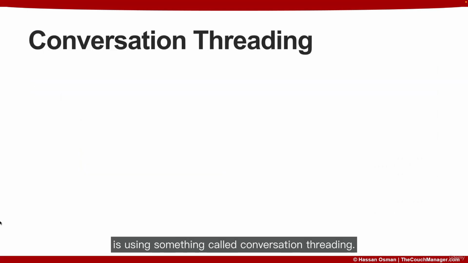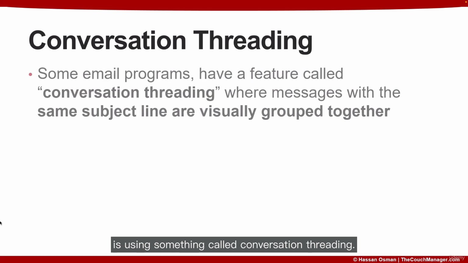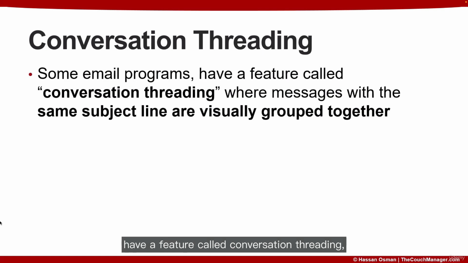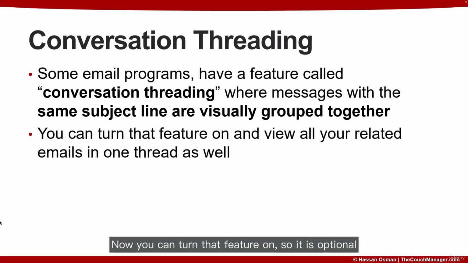Another way of doing it is using something called conversation threading. Now, some email programs have a feature called conversation threading where messages with the same subject line are visually grouped together. Now, you can turn that feature on, so it is optional, and view all your related emails in one thread as well. Let me show you how this works.